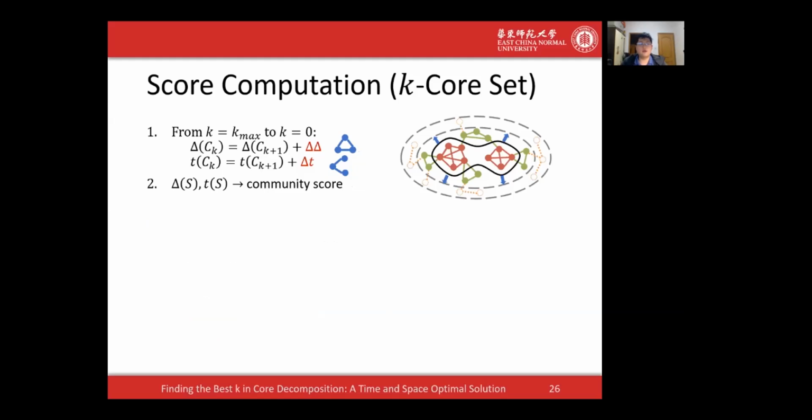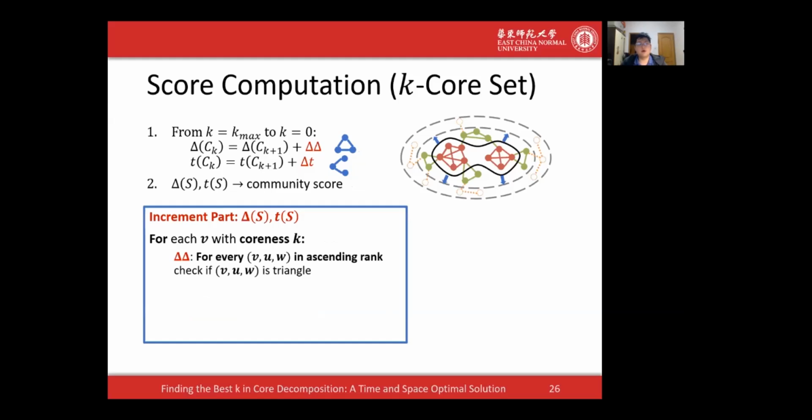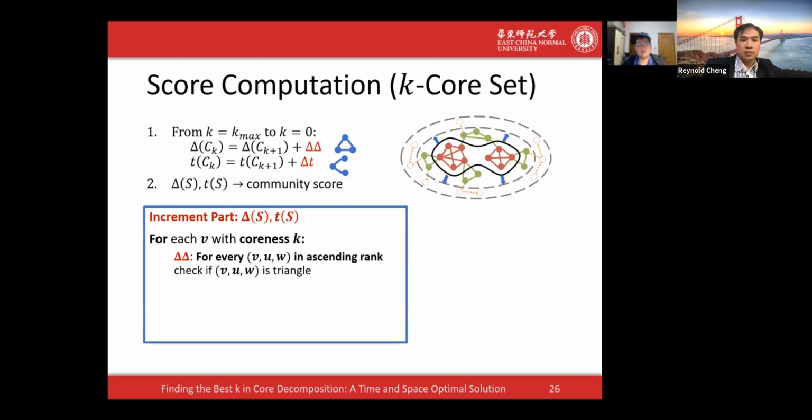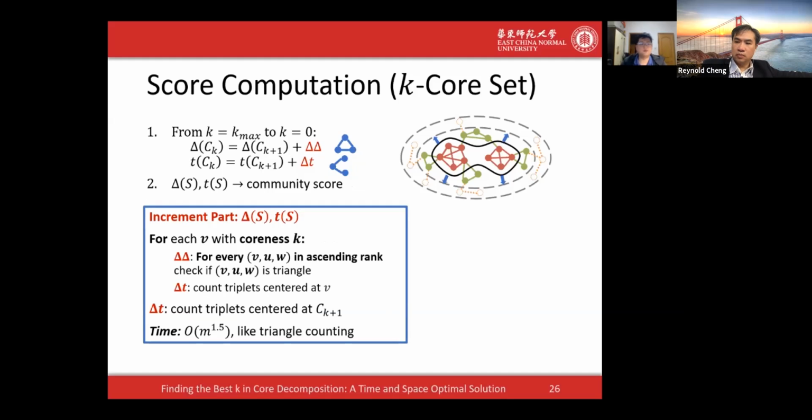For triangles and triplets, we use a similar framework. And we count triangles by this. For every v, u, w in ascending rank, we check if they form a triangle. And for triplets, we count the number in two cases using some particular counting strategy. The time complexity is O(m^1.5), like triangle counting.